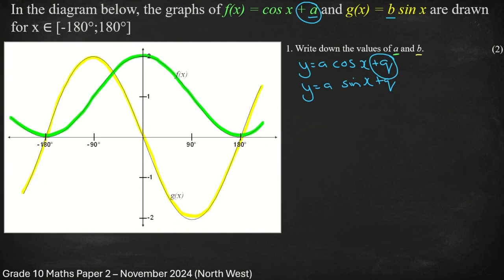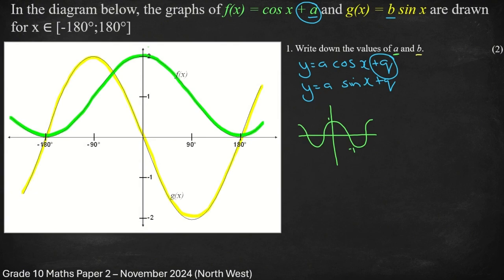Now, can you remember what a basic cos graph looks like? Let me quickly show you. It starts at 1, it goes down to -1, and it returns to 1 again. And it will be the same on the negative side of our x-axis. So the maximum value is 1 and the minimum value is -1.